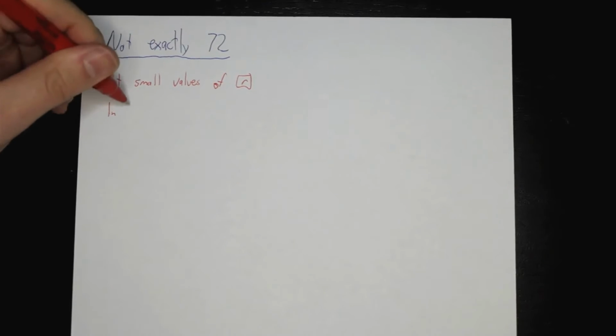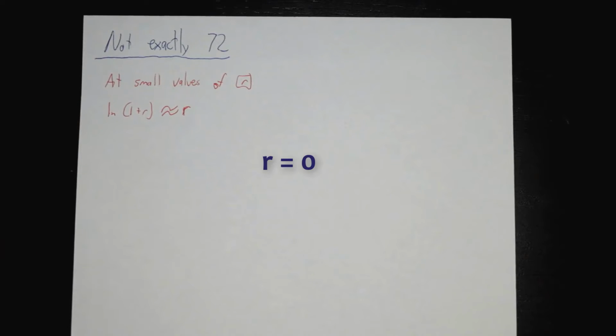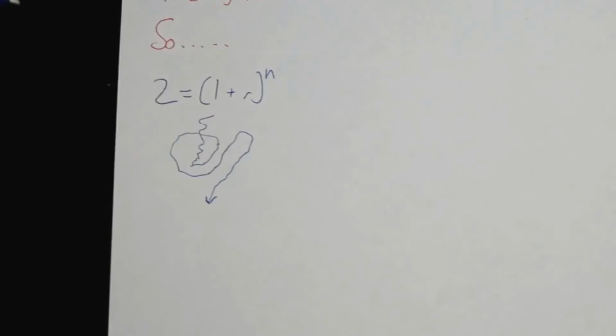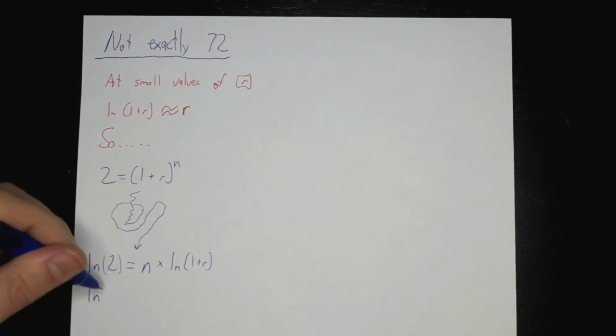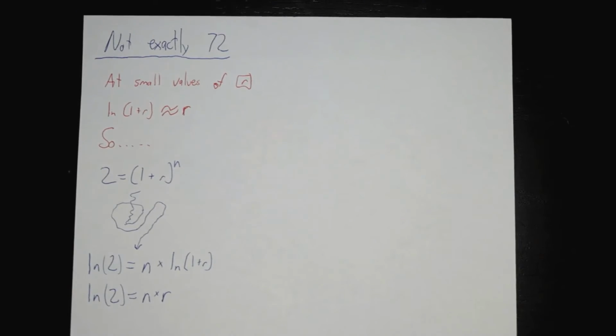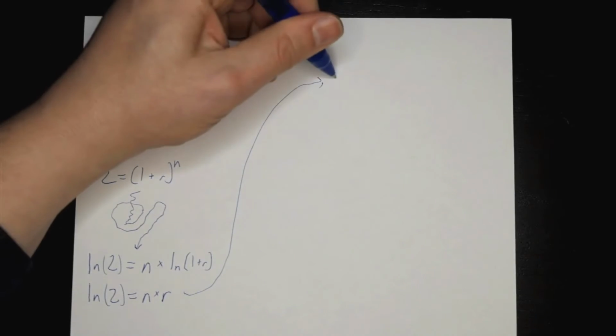So it's not exactly 72, but how close is it? Well, it turns out that for small values of R, you can do a lot of simplification here. And we're definitely working with small values of R. In the last example, we had 0.04. That's pretty small, right? So, given where we started and where we got to, the natural log of 2 equals n times R. Much simpler. So now it's much easier to solve for n.